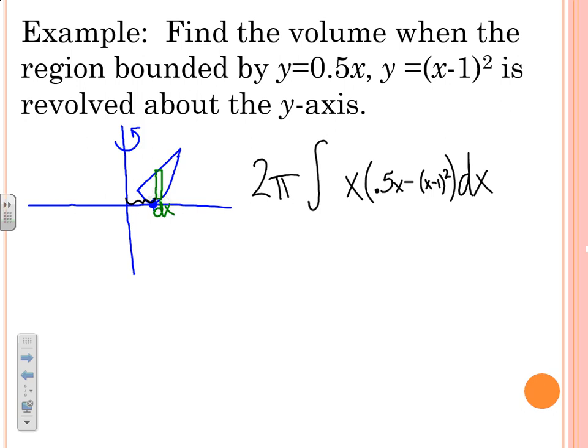Now for our limits of integration. Can you just look at that and know what they are? You know what they are? Did you get that from your calculator?